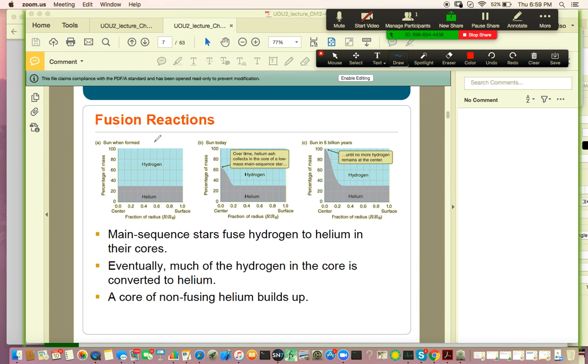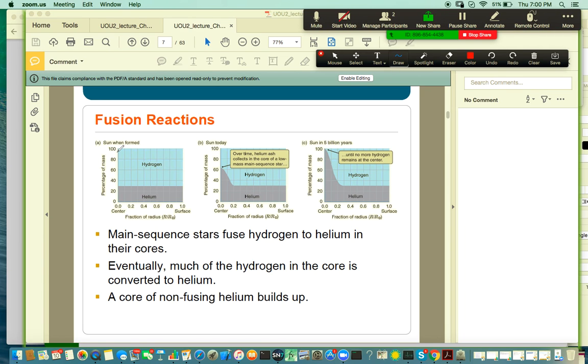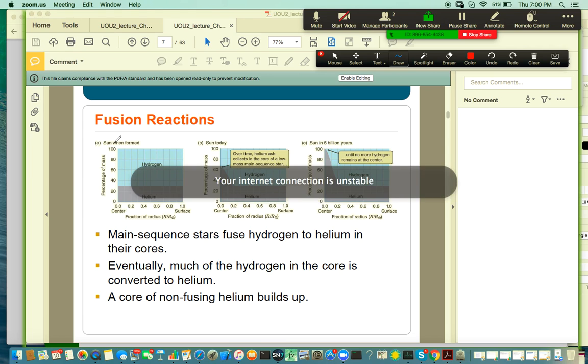So this is not how the stars happen to be hot. Stars are hot and they radiate energy because they have fusion reactions going on in their very core. So they have sort of a clean power plant in their very core producing the energy they radiate.